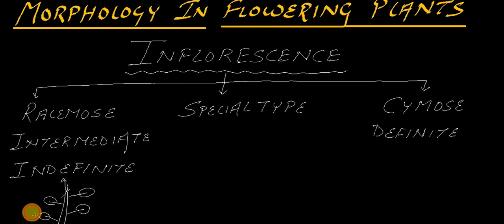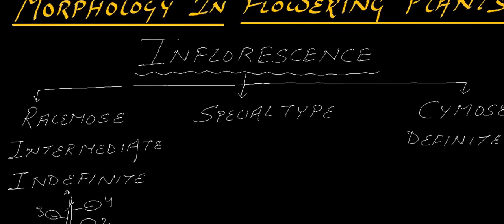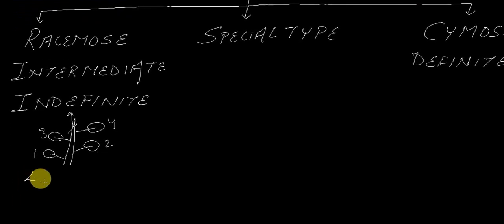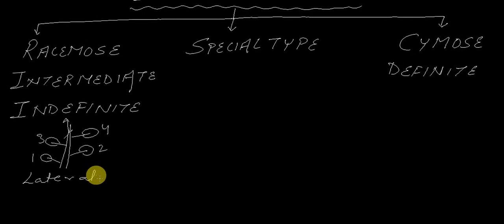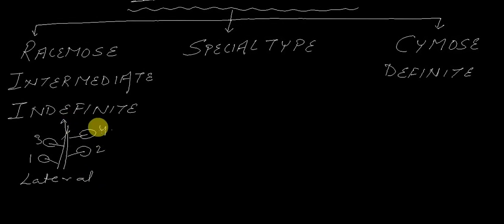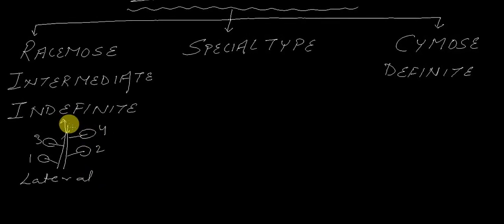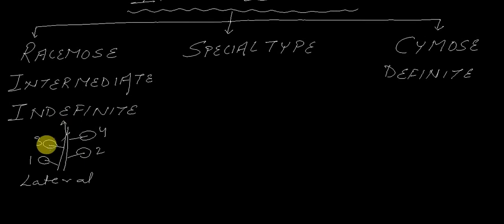So if we say this is first flower, this is second flower, this is third flower, this is fourth flower. So out of these four flowers, the oldest flower is one and the youngest flower is the fourth one. This kind of arrangement, the flower arrangement is lateral here. And the youngest flower is positioned at the apex. You can see fourth flower is the youngest one and it is positioned at the apex. Such kind of arrangement is called as acropetal arrangement.